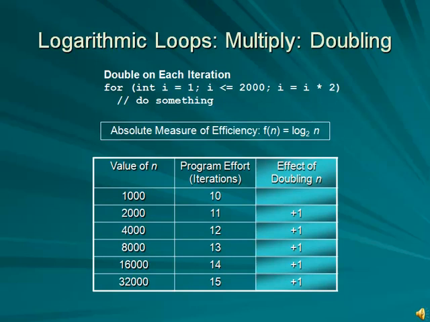Wow! Take a look at this. This represents a huge difference. With the logarithmic loop, or one that multiplies the counter variable on each loop iteration, we show much less effort. Each time we double the value of n, for example, moving from 1,000 to 2,000, we increase the number of iterations by only 1. This is vastly different from the linear loops we considered first. And if we double the value of n yet again, moving, say, from 2,000 to 4,000, the number of iterations increases by only 1.